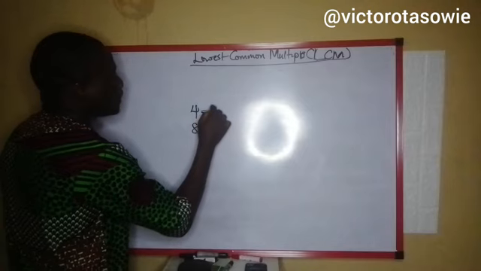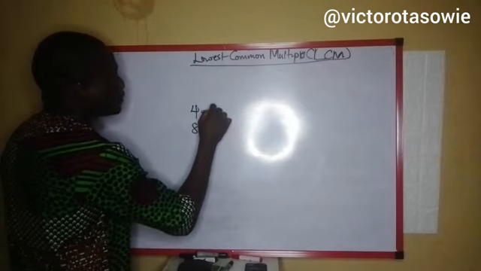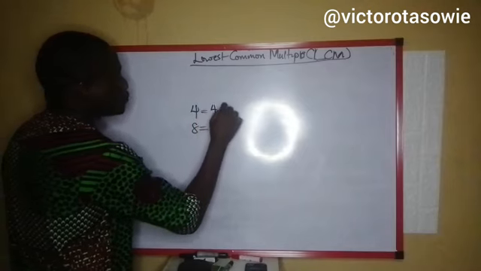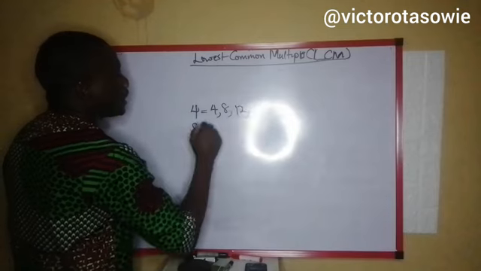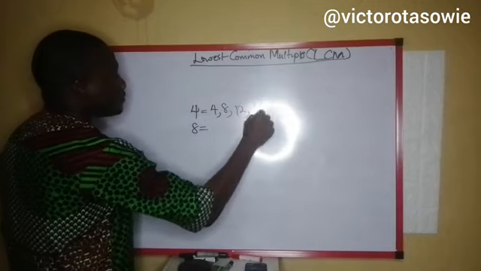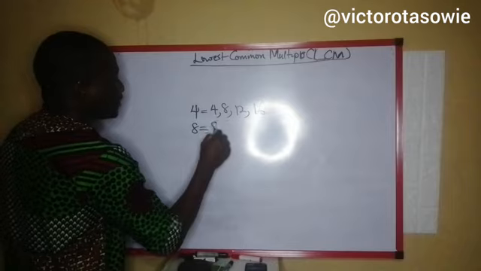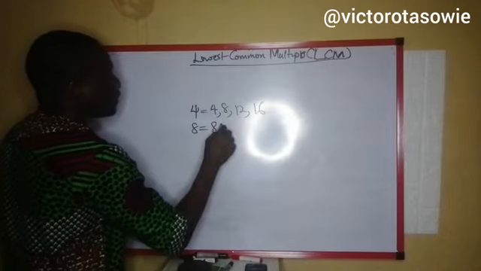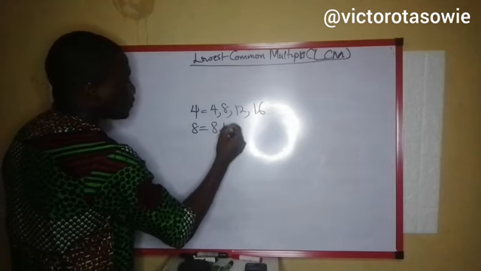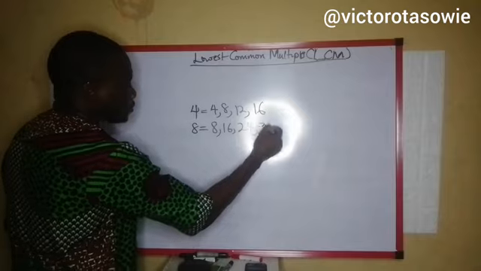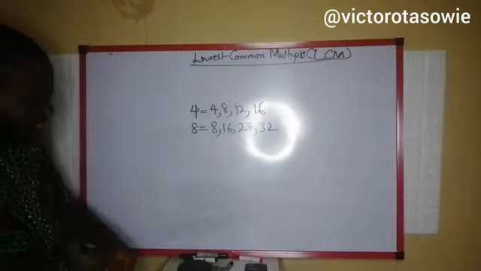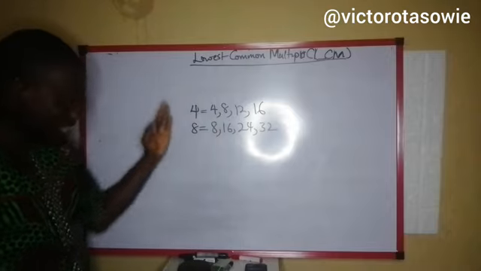In 4, let's say 4 times 1, 4. 4 times 2, 8. 4 times 3, 12. 4 times 4, 16. And for 8, we have 8, we have 16, we have 24, we have 32. Now, these are the multiples of 4 and 8.